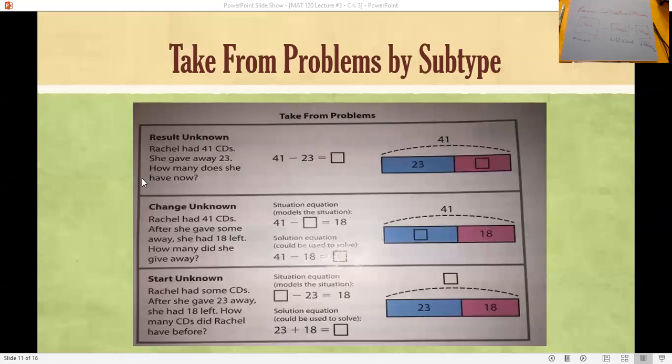So Rachel had 41 CDs and she gave away 23. How many does she have now? Here's what the structure looks like. It's a subtraction case with a blank where the difference is. And what does it look like when it comes to a strip diagram?